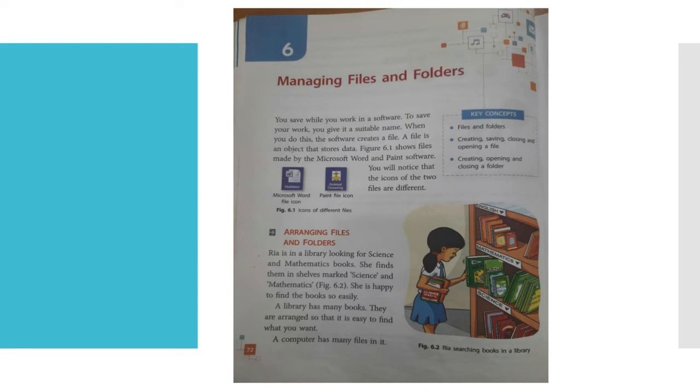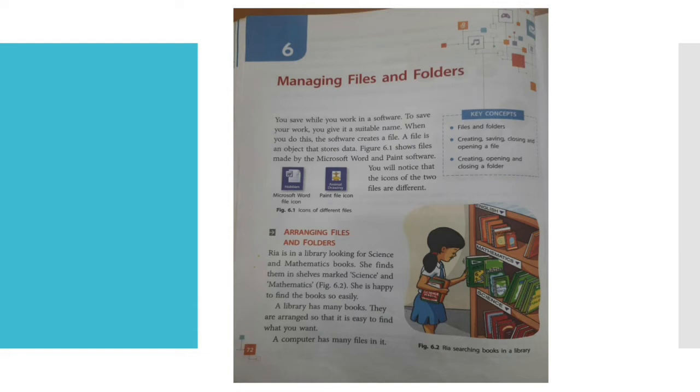A library has many books and they are arranged so that it is easy to find what you want. A computer has many files in it. You can arrange them so that you can find the file you want. The proper arrangement of files is known as file management. So arrangement of files, we call it file management. How books are arranged in the shelf, like that. Proper arrangement of files, we call file management.